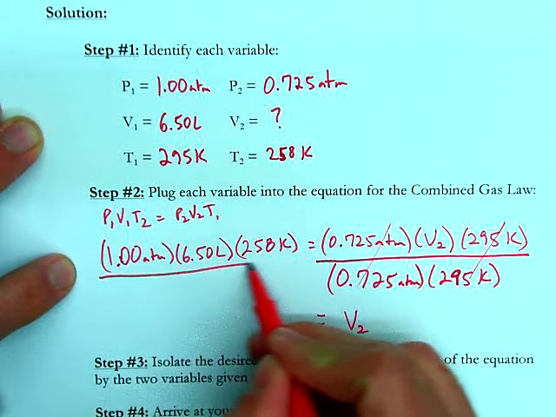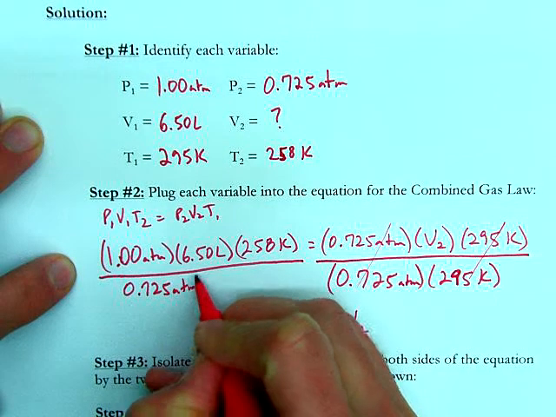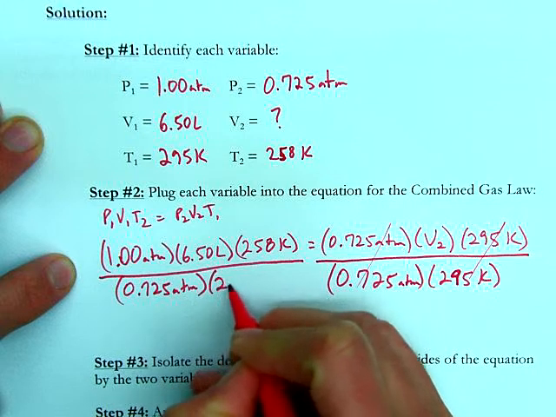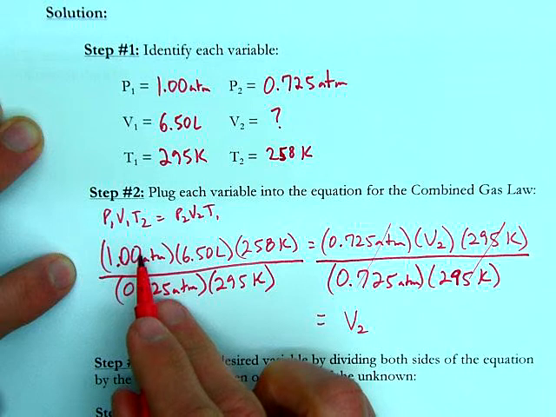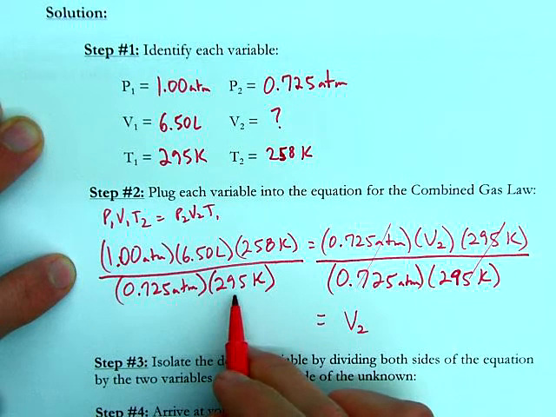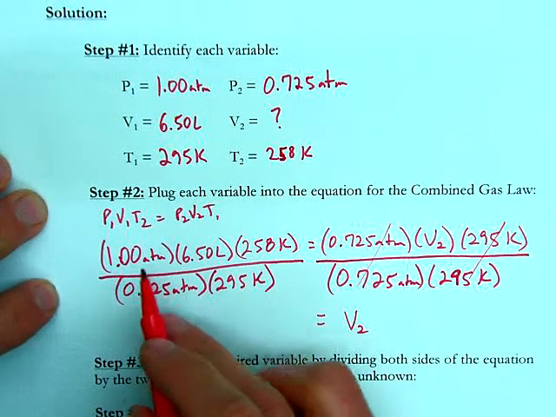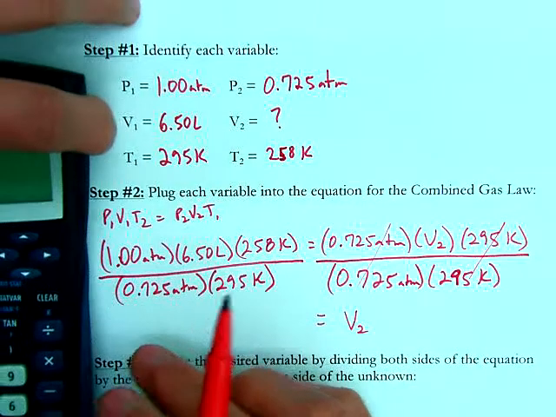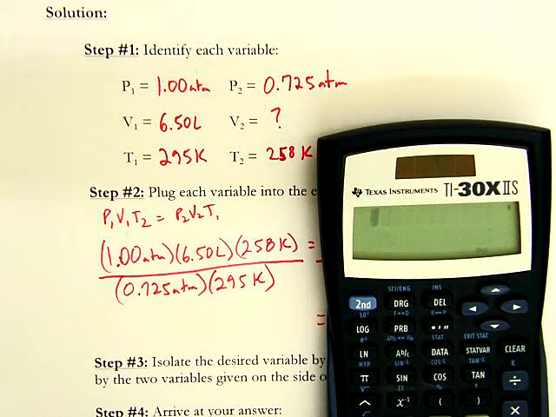So this over here is going to get divided by 0.725 atm times 295 Kelvin. So this is basically P1 V1 T2 divided by P2 T1. So we're going to multiply the top three numbers. I'll bring my calculator in here. So 1 times 6.5 times 258 gives us some number.